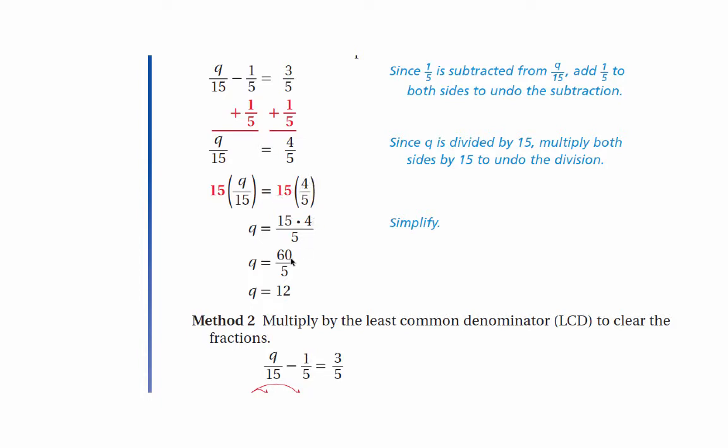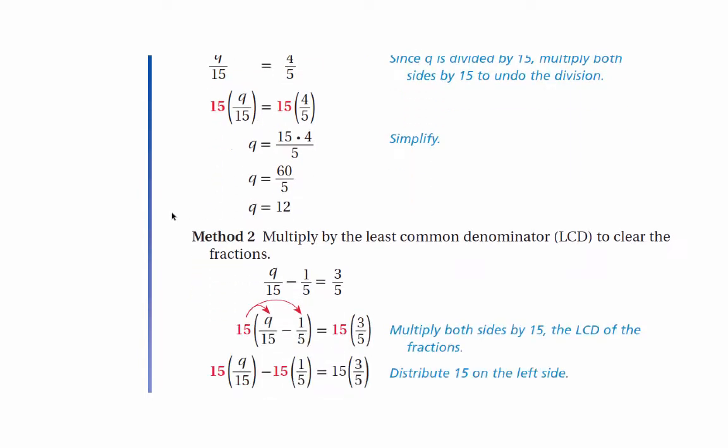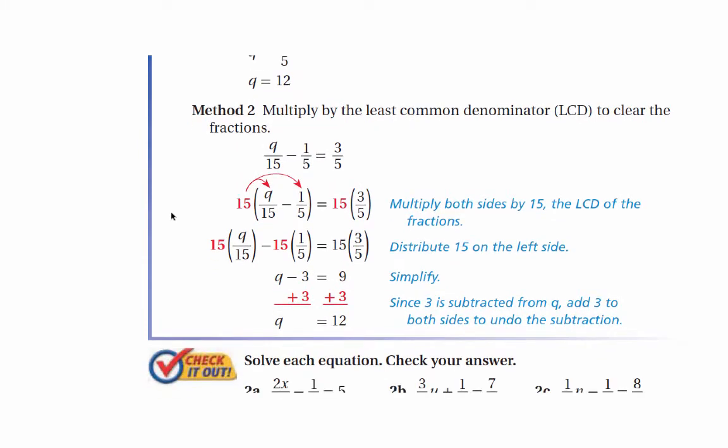15 times 4 is 60. And then once you have that number, you can divide. So 5 divided into 60 is 12 times. And so that's the first method. The second method is we can eliminate the denominator completely by multiplying by the LCD, the least common denominator.